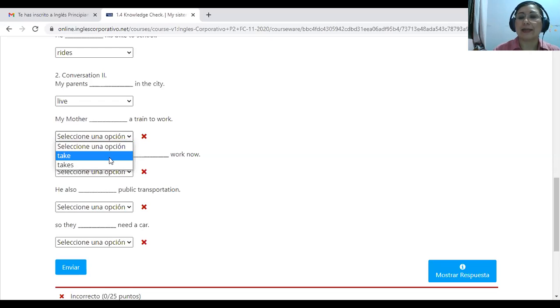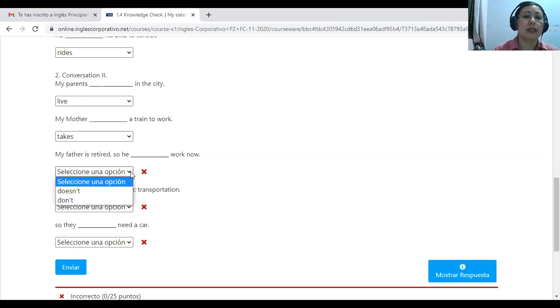Take or takes? Takes, because I'm talking about she, singular. My father is retired, so he doesn't work or don't work now? Doesn't work now. Doesn't. Because it's he, right?